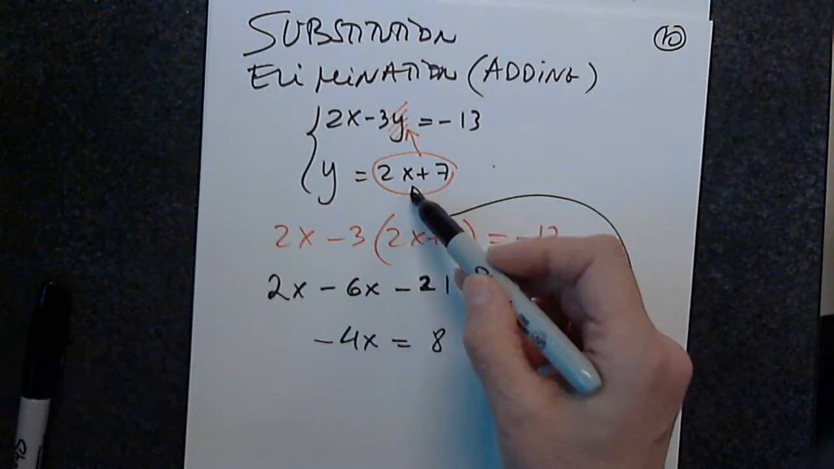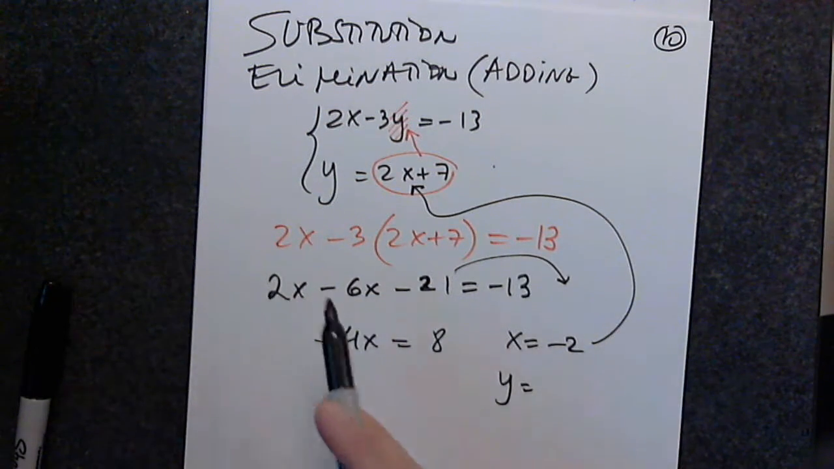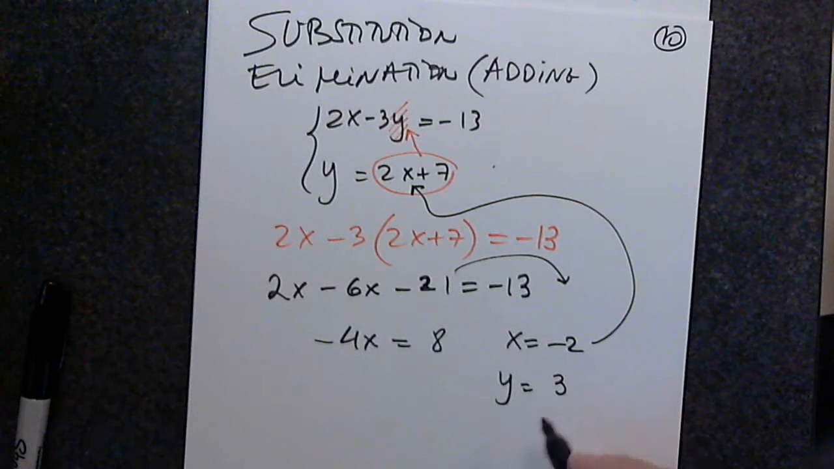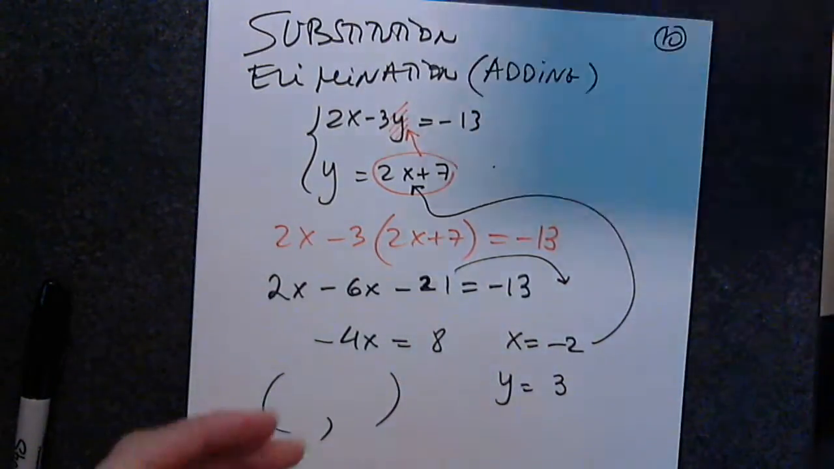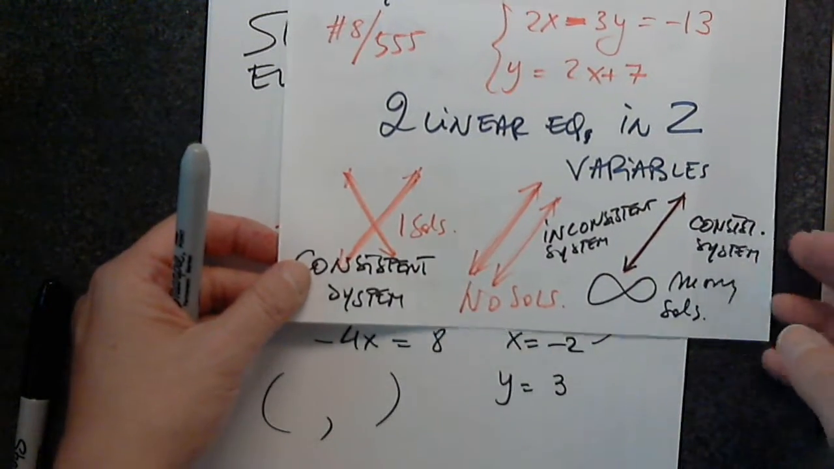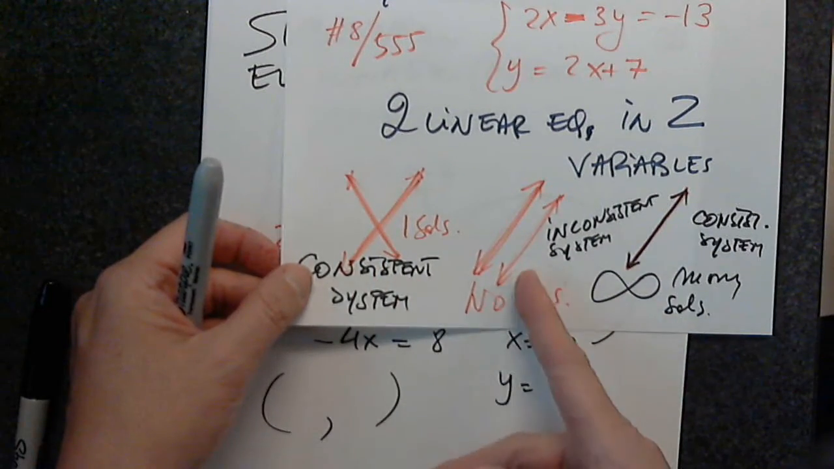I have to go back now to the substitution and determine y. 2 times negative 2 is negative 4. Negative 4 plus 7 is 3. It appears that the solution of the system is, so we just encountered this situation, with one possible solution. No line can meet in 2 points. It's either one, none, or all.